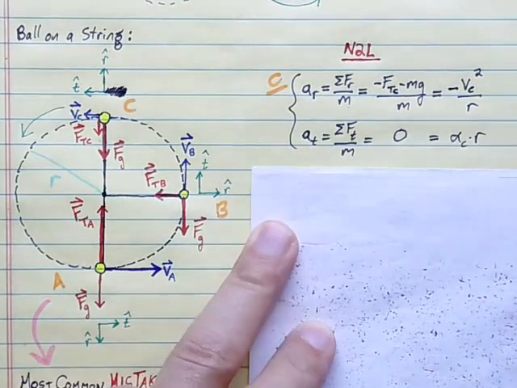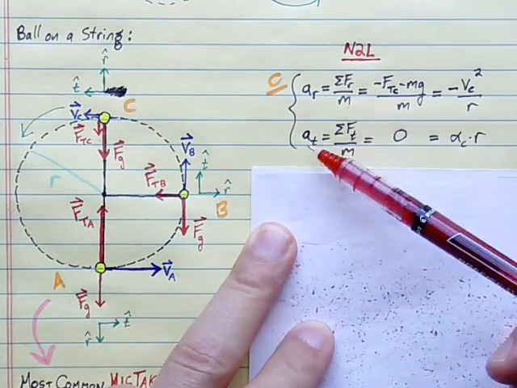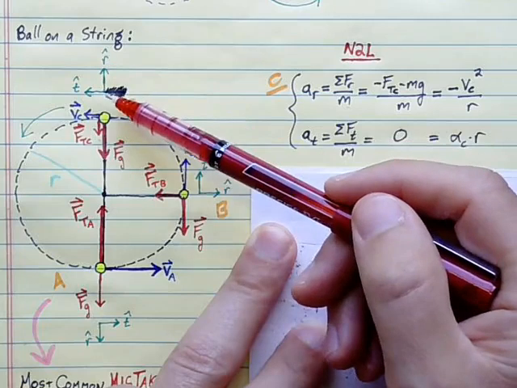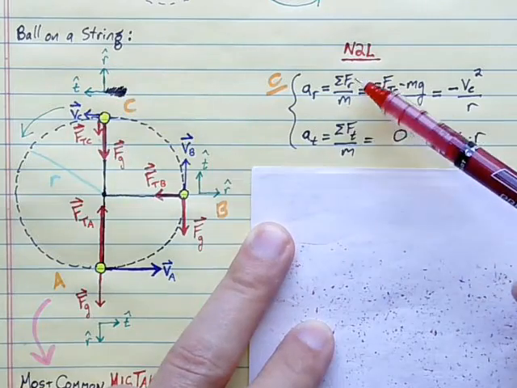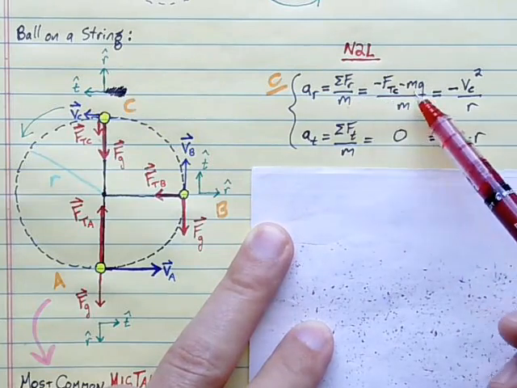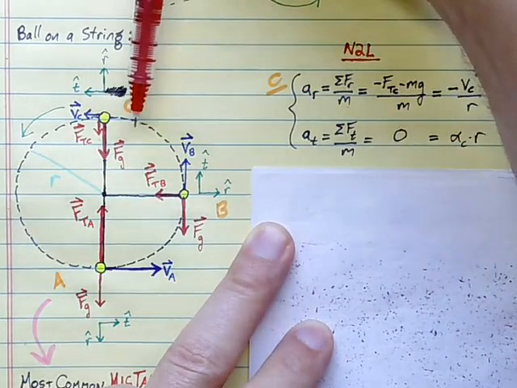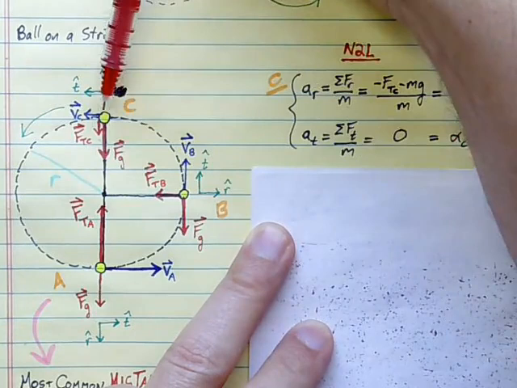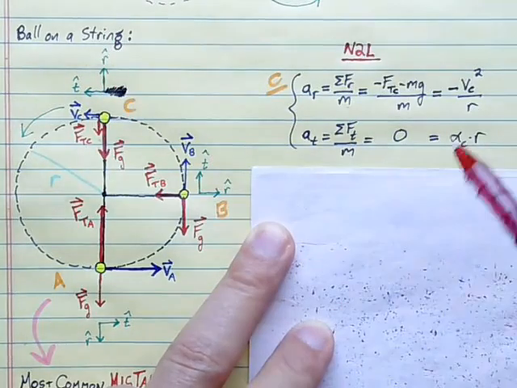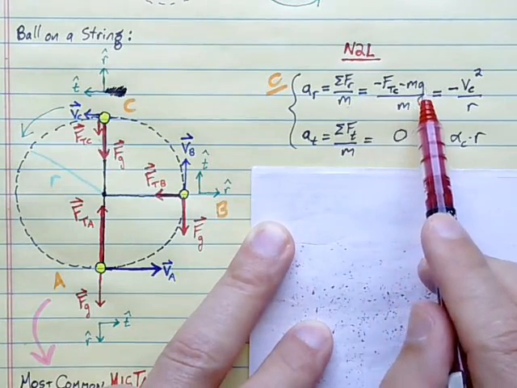What you should always do is state N2L in its general form here, and we'll have one statement for each of our directions, once for the radial direction, once for the tangential direction. So a_r equals net force in the radial direction over mass. State that first, and then express your sum of forces. So here at the top, we have gravity in the negative radial direction, and tension also in the negative radial direction, both centripetal, both pointing towards the center, hence the minus F_TC and minus mg over the mass.